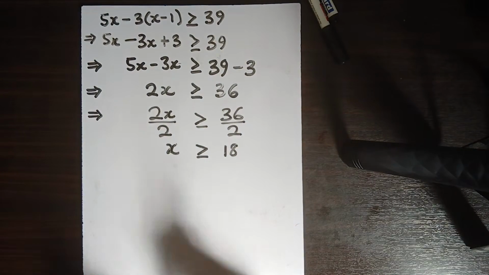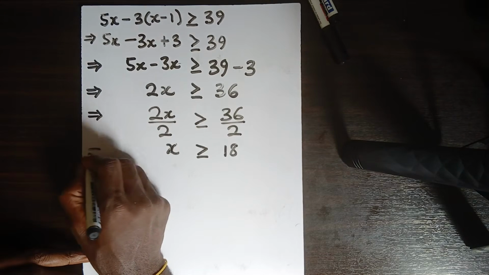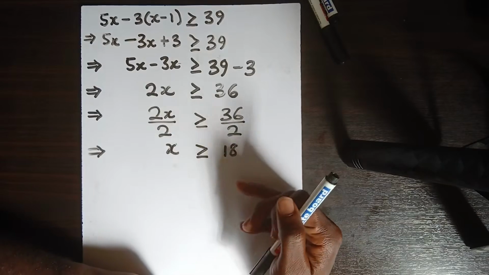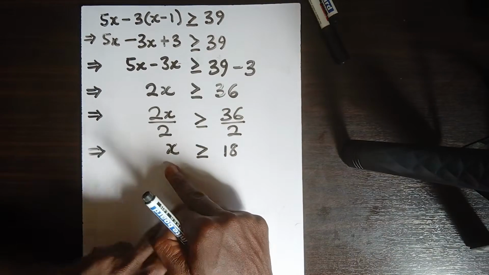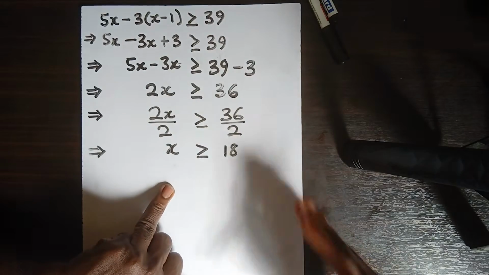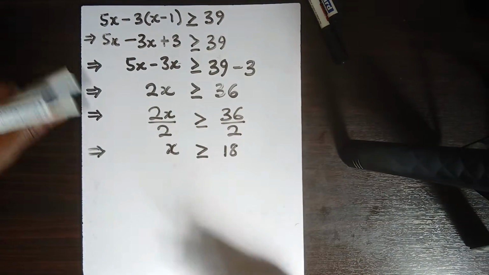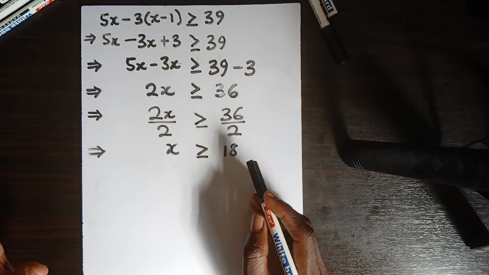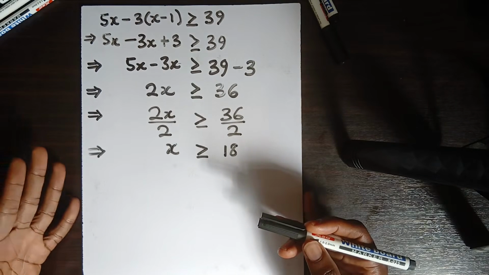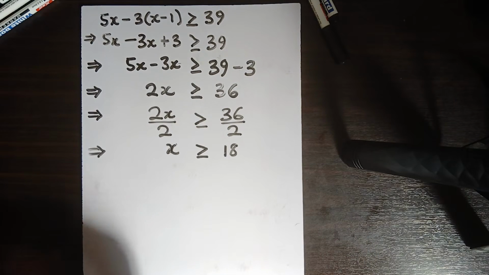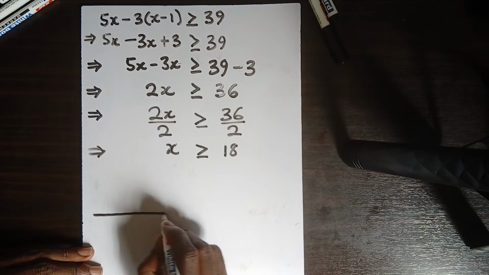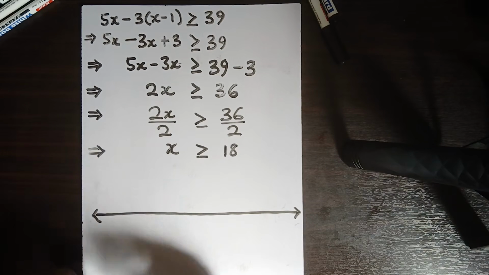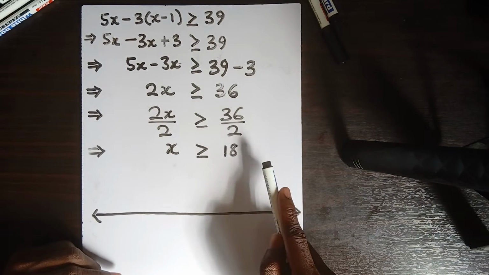So this means that x can take up values greater or equal to 18. That means the first value of x is 18, the second one 19, and then it will continue like that. So if we want to illustrate this on the number line, I'm not going to use a ruler here, but if you are doing it in an exam setting, you have to use a ruler. So it means that x can take up values from 18 upwards because x is greater or equal to 18.